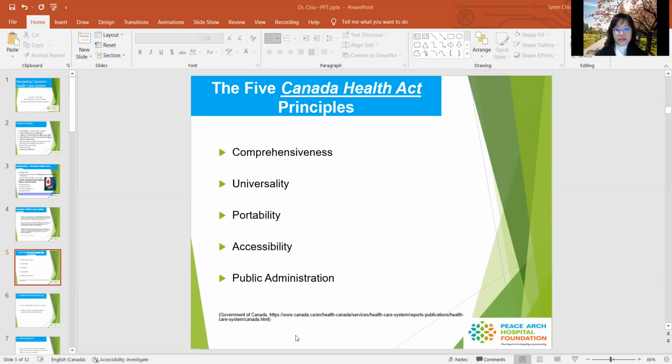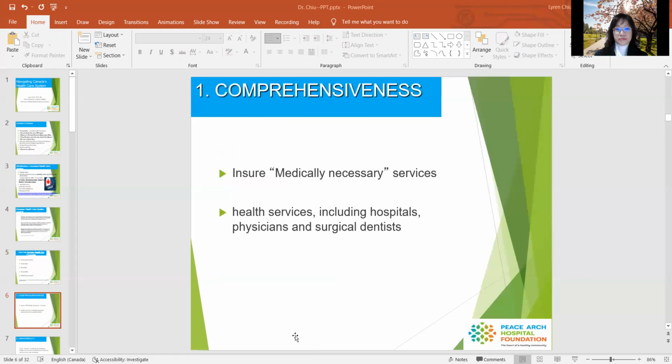Now, I'd like to move on to the Canada Health Act and its 5 principles. They are comprehensiveness, universality, portability, accessibility, and public administration. Comprehensiveness.